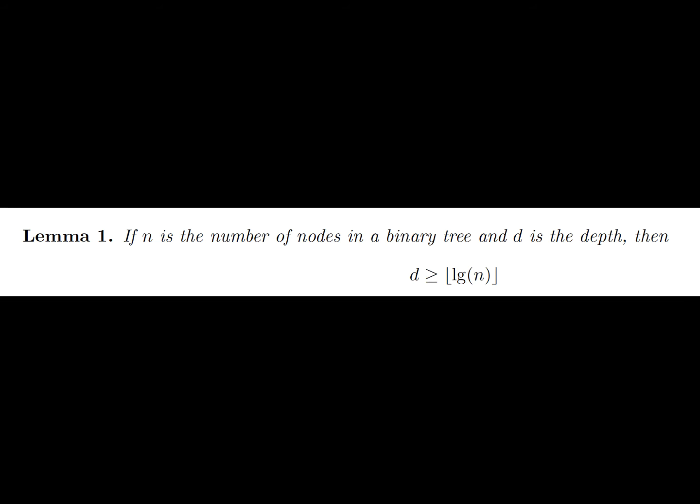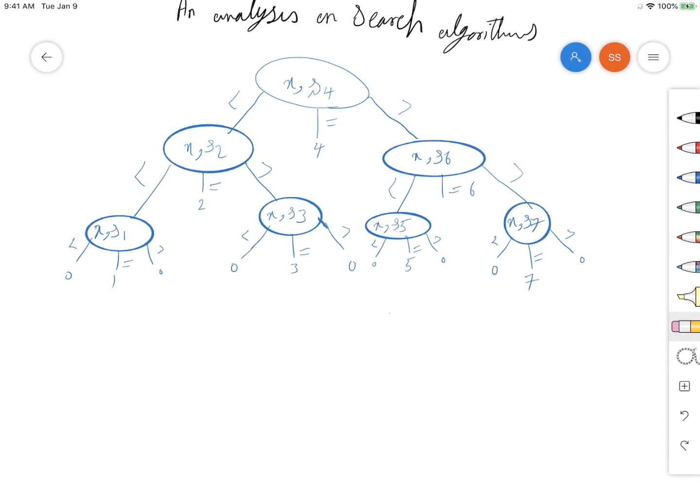Before continuing our analysis, let's look at this lemma. Lemma 1 says that if n is the number of nodes in a binary tree and d is its depth, then d is greater than or equal to the floor of the log of n. So we are going to see how we can show this lemma. To prove that, we're looking at the definition and the features of the binary tree. So let's say that we have a binary tree that has n nodes.